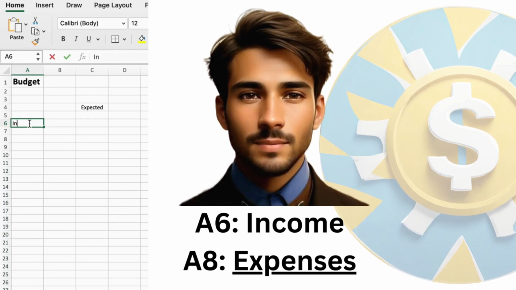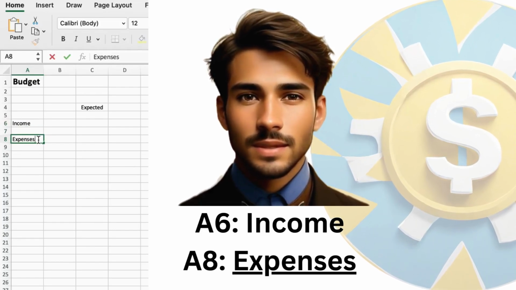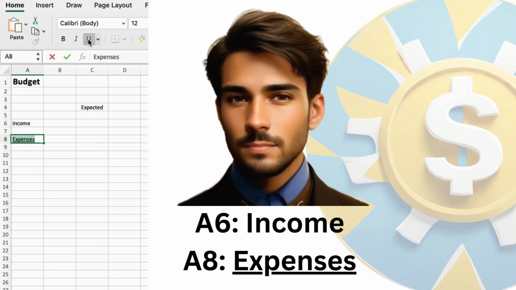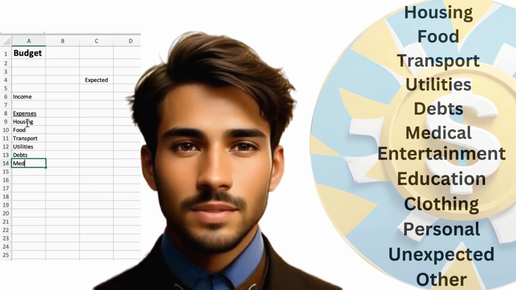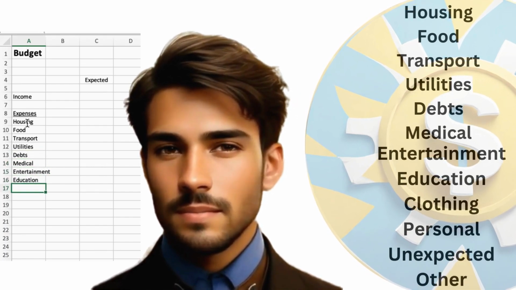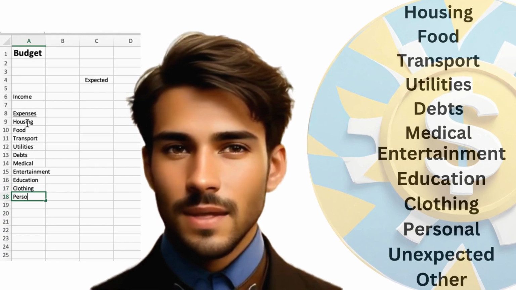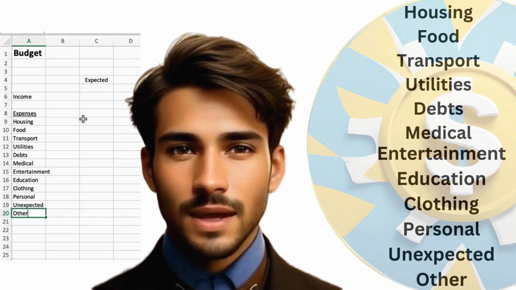Next, type income into A6, then put a heading for expenses into A8. I underlined it to separate it from the list below it. Under here, I put a list of possible expenses. You could make your list different to this, although this list is extensive. By including unexpected and other, it has the flexibility to add things I have not thought of.